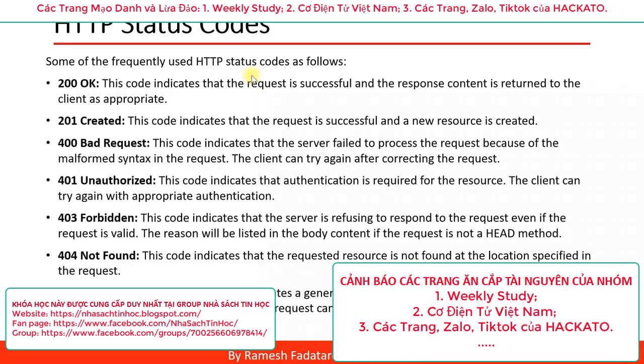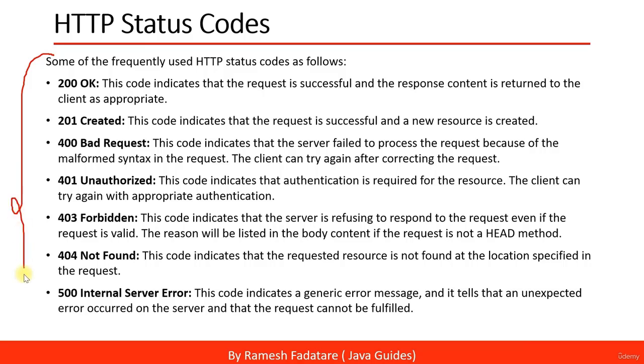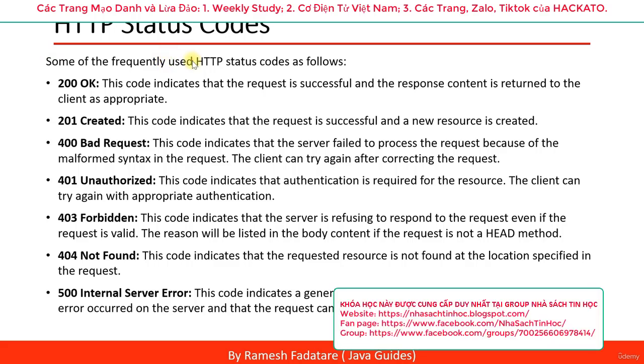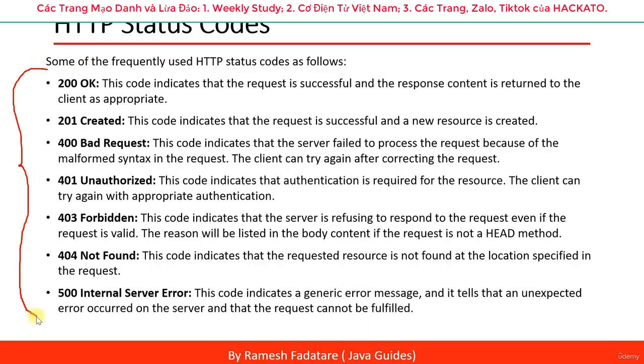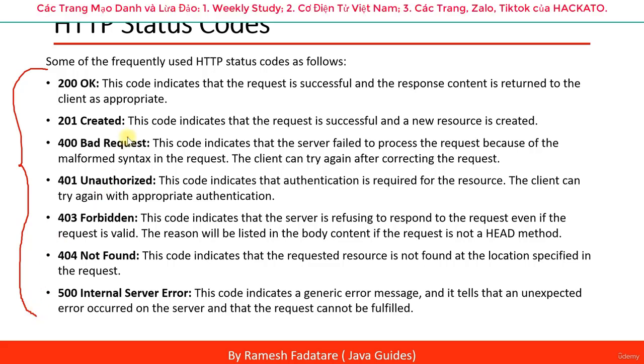In this video, let's take a look into important HTTP status codes. These are the important HTTP status codes that we frequently use while developing REST APIs. The client makes an HTTP request and the server responds to the request with status codes indicating the status of the request. Let's understand these important HTTP status codes with an example.